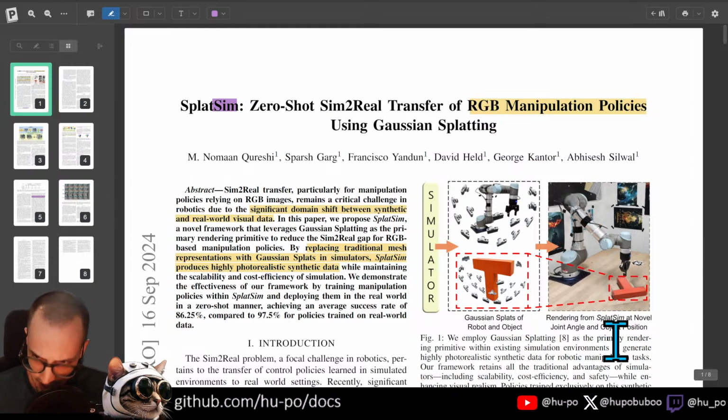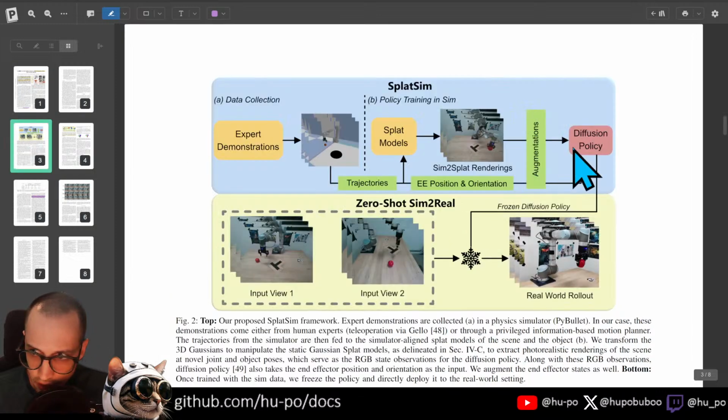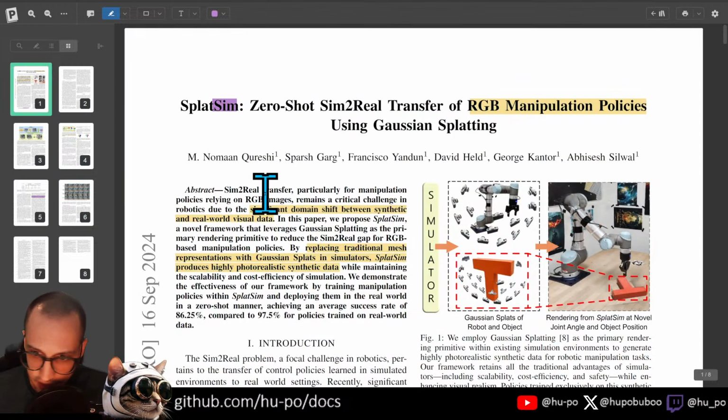So in this case, this is usually called a push task, where you have this little T-shaped object or something else like that, and you're trying to move it to a different position, right? Or I think there's also some variant of pick and place that they do here, where you have to pick up the red apple on the desk, right?